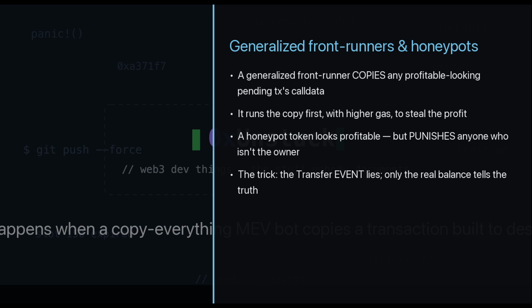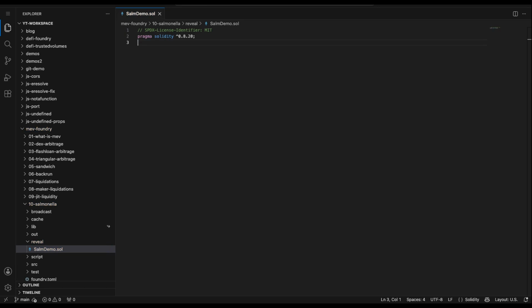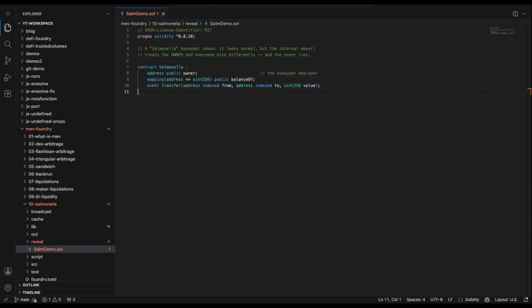Let's build it. Okay, we build it in Foundry. Here is the skeleton of the Salmonella token, a normal looking ERC20 with balances, transfers, and the standard transfer event. The one function that hides the trap is the internal move, so let's fill it in.